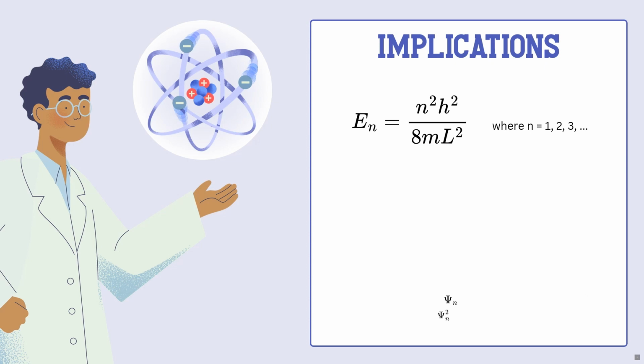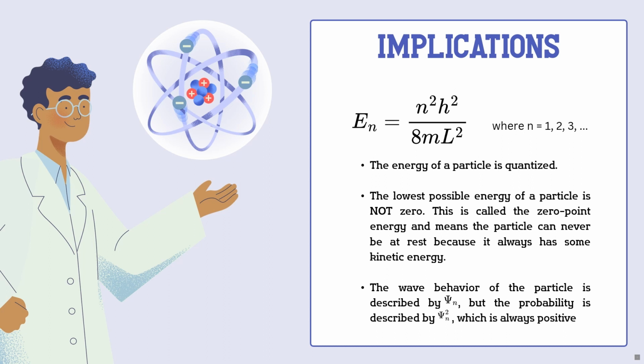Several important conclusions can be drawn from this model. As we've said before, the kinetic energy of the particle is quantized. Second, the lowest possible energy of the particle is not actually zero, but is equal to the left-hand side of this equation. This is called the zero-point energy and means that the particle can never be at rest because it will always have kinetic energy.